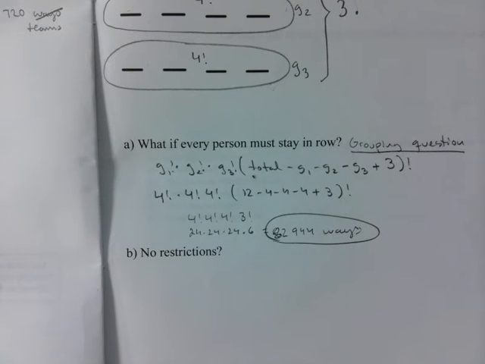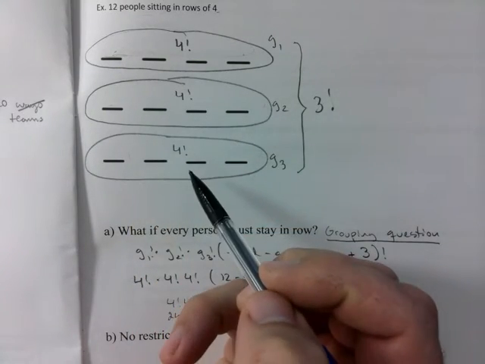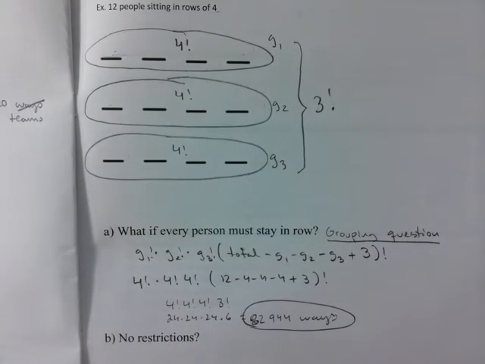What if there are no restrictions? What if there's absolutely no restriction? You can just move people around. What would you say if you had to rearrange? If it told you that there's rows of 4, right? So 3 rows of 4.